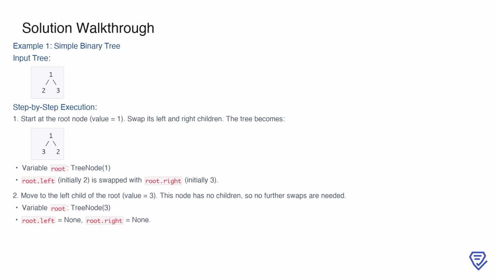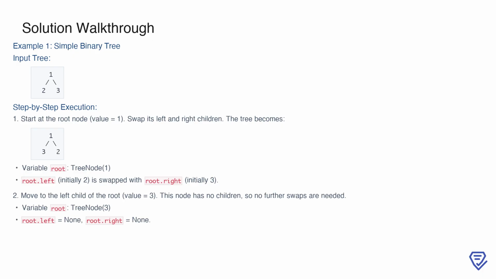Let's begin with a simple binary tree example. Here, the input tree has a root node with the value 1, and it has 2 children, 2 on the left and 3 on the right. We start by focusing on the root node, which is 1. The first step is to swap its left and right children. After the swap, 3 becomes the left child, and 2 becomes the right child. At this point, the tree structure looks inverted at the root level.